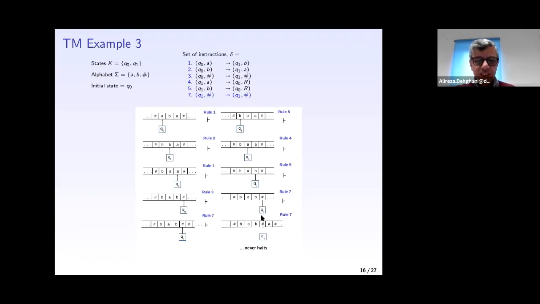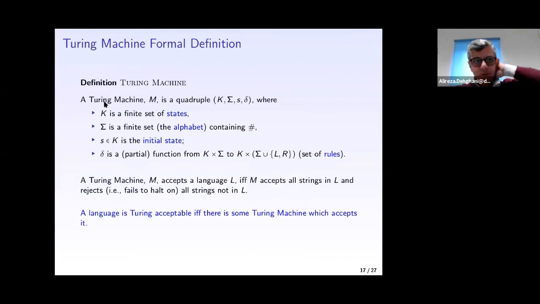The machine continues staying there and changing the state to Q1, Q1, Q1 forever. So the machine doesn't halt, won't halt. Okay, so this string is not accepted by this Turing machine too, because it never stops.